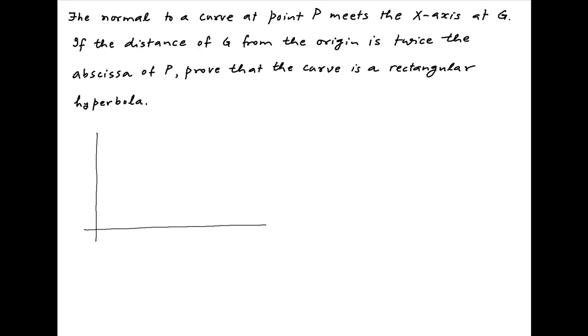Let's start by plotting the given information on the Cartesian plane. Let P be any point on the desired curve. The tangent to the curve at the point P has a slope equal to dy upon dx, and the normal to the curve at the point P cuts the x-axis at the point G. Let's assume that the coordinates of P are x, y.